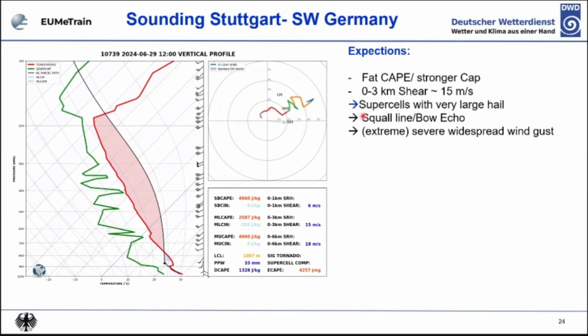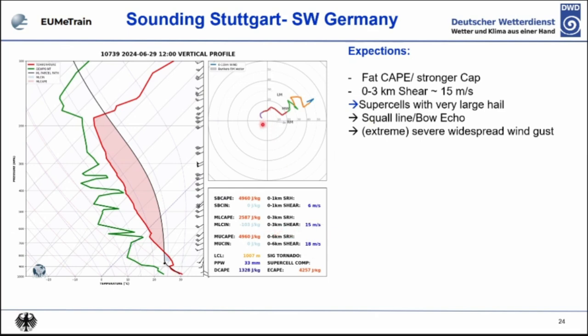But as I said, it's not so easy to initiate the storms. But remember, there was a cold front approaching from the west, so you need a widespread lifting mechanism, and this was given with this cold front. So there will be a squall line or a bow echo, perhaps, and this shear here is 18 meters per second. It's enough for supercells, and most of the shear was between 0 and 3 kilometers, so 15 meters per second.